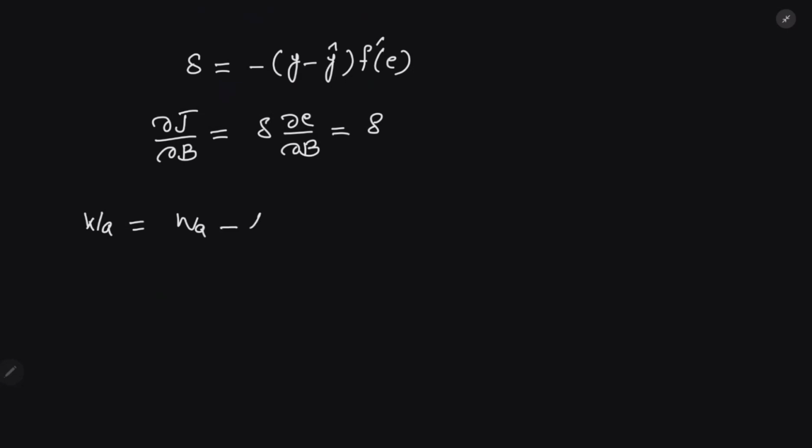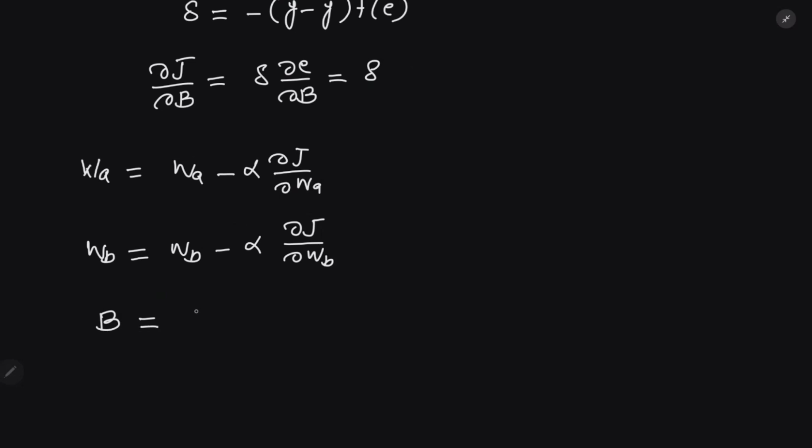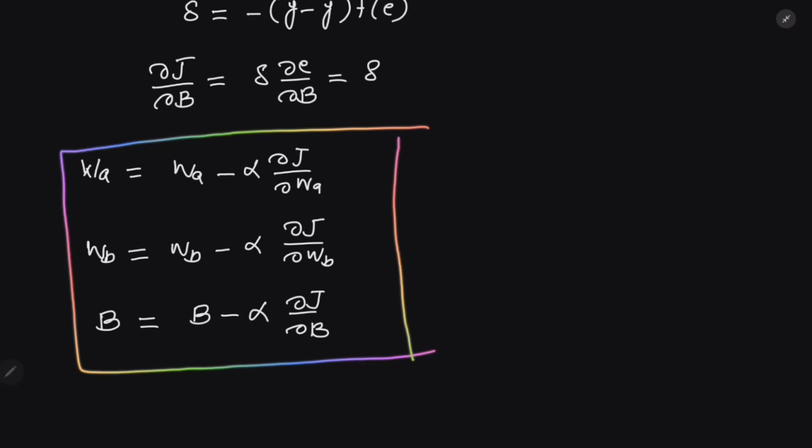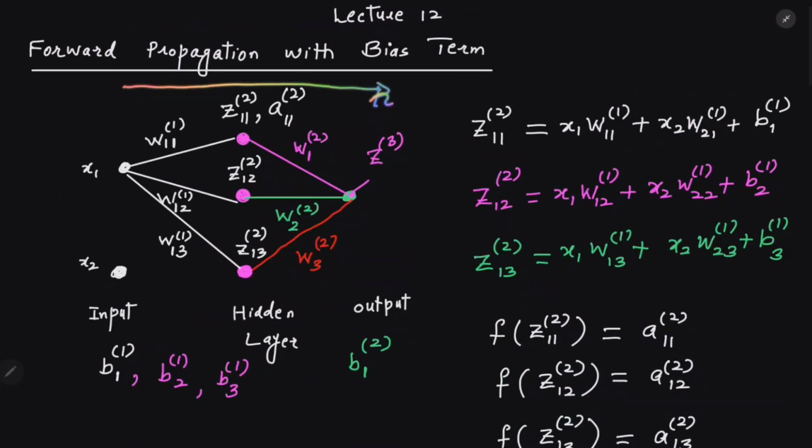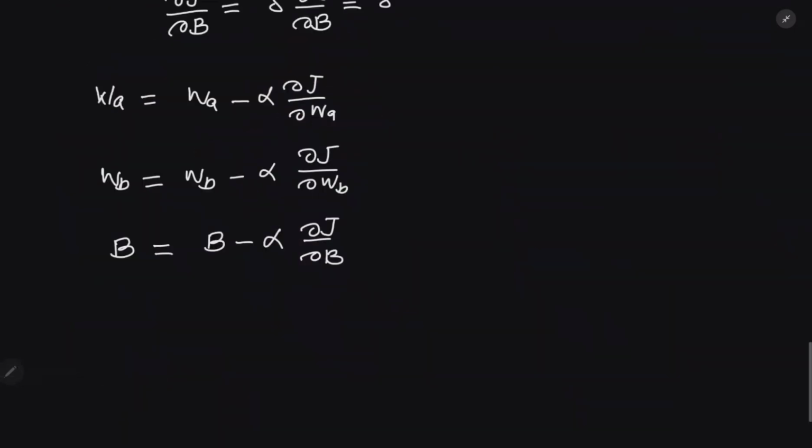So wa will be equal to wa minus alpha partial J by partial wa. Then we have wb, which will be equal to wb minus alpha partial J by partial wb. And finally, the bias will be updated as well: b minus alpha partial J by partial b. So these are all the equations which will update wa, wb, and b. The weights and the bias will all be updated. So you move, for example, here to here, then you come back, then you update the value again, then you move back to the output, then come back. So you complete many epochs so that you get the final answer by applying these equations again and again.